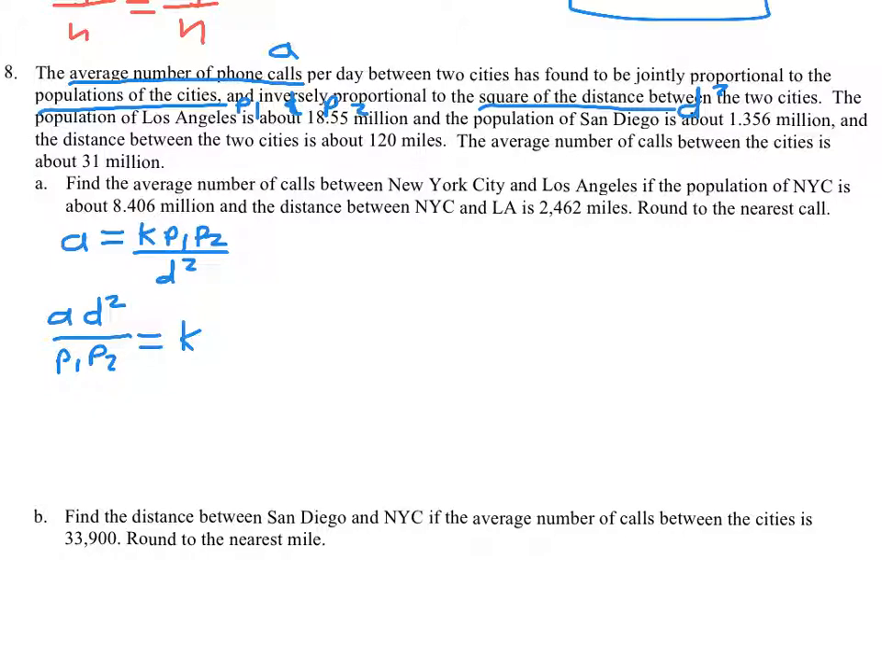So this equation here shows the relationship between the average number of phone calls between two cities, the distance apart they are, and the populations of each.